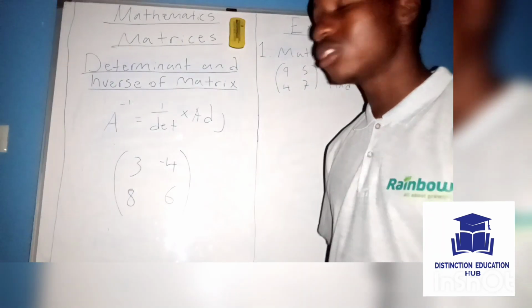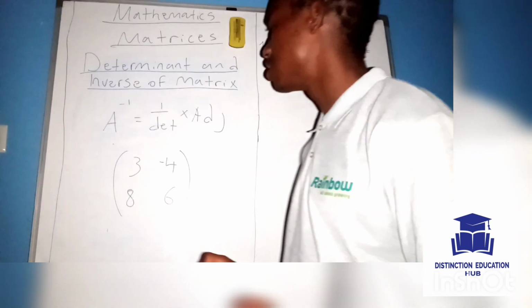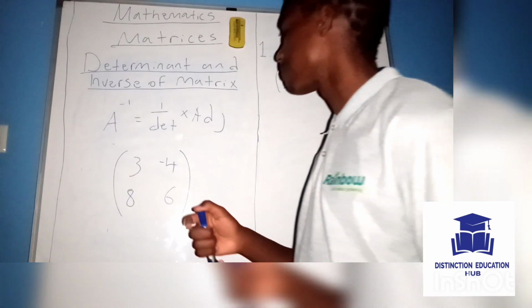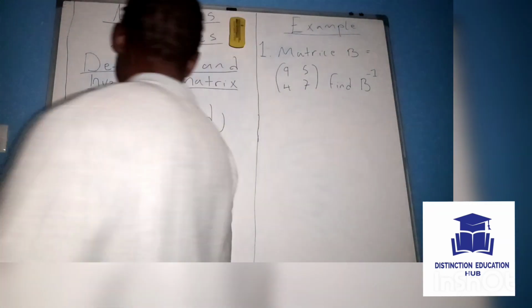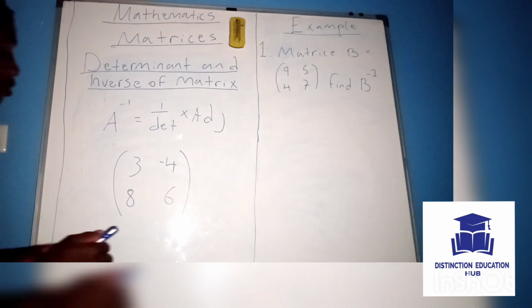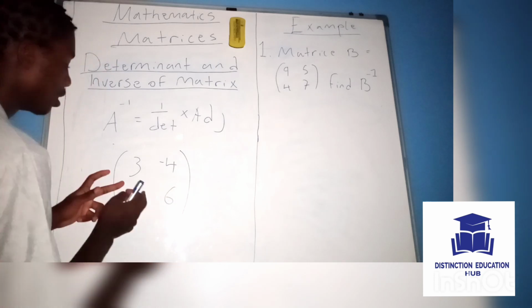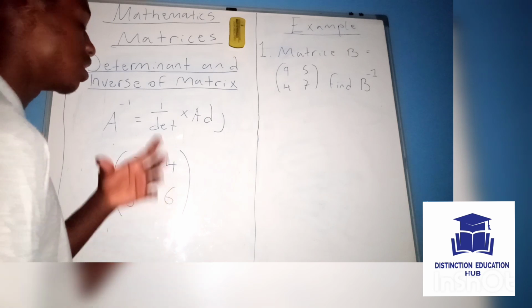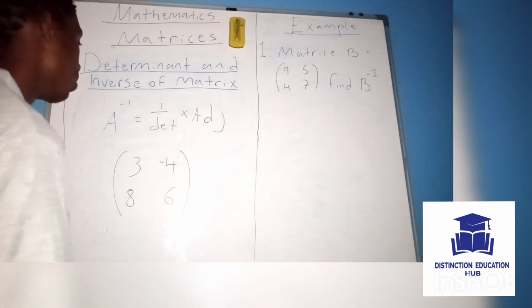So the first step to finding the inverse of a matrix is finding the determinant. How do you find the determinant? It's easy. To find the determinant, you simply multiply this number by this number and this number by this number, and the answers you get, you subtract them, and the answer that you get, that's your determinant. Let me show you what I mean.